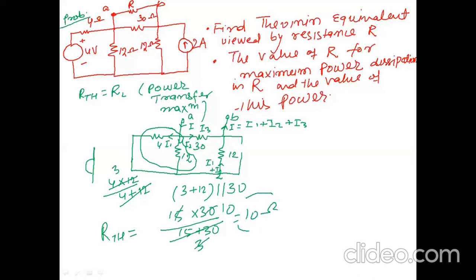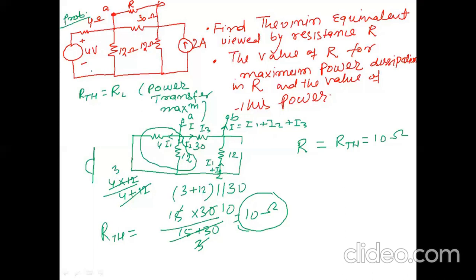So this 10 ohm resistance we have to consider for the maximum power transfer. In the question it is asking to find the value of R for which maximum power is transferred. So for maximum power transfer, the value of R will be equal to RTH, that is 10 ohm. Means we need a 10 ohm resistance to get the maximum power. Now the question is also asking what will be the value of that power. So we also have to calculate the power.